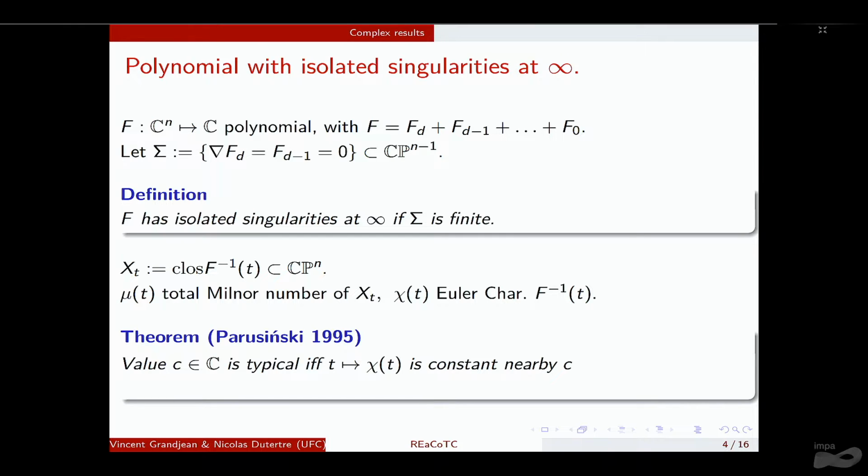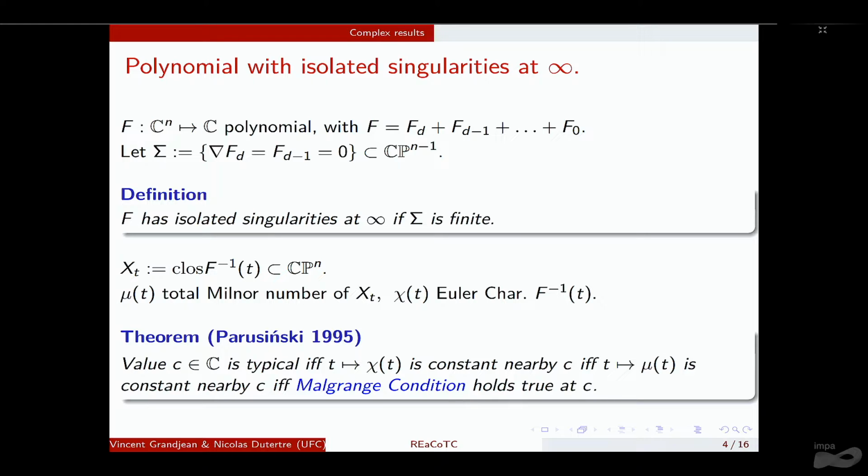Anyway, Parusinski, in his work published in '95, gives a few equivalent conditions to decide whether a given value of the polynomial function is atypical or not. He proved the following, which is exactly in the flavor of the previous result of Ha-Henle. A value is typical if and only if the Euler characteristic of the affine hypersurface is constant nearby the value, if and only if the total Milnor number is a locally constant function at the given value, and if and only if the Lagrange condition is satisfied by the polynomial f at the value. I will come later to define what the Lagrange condition is.